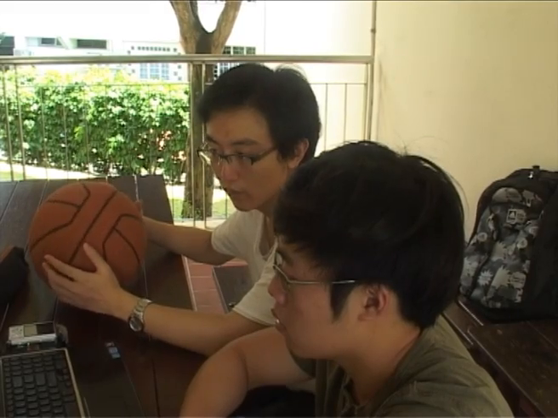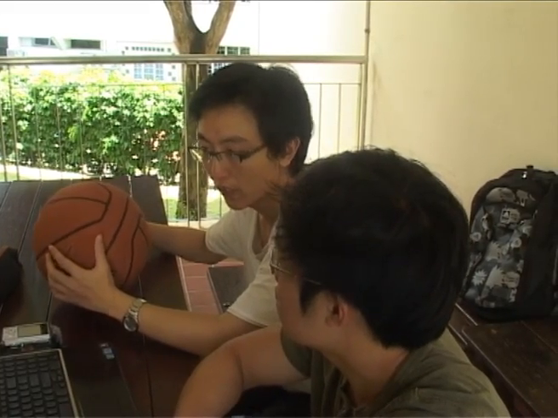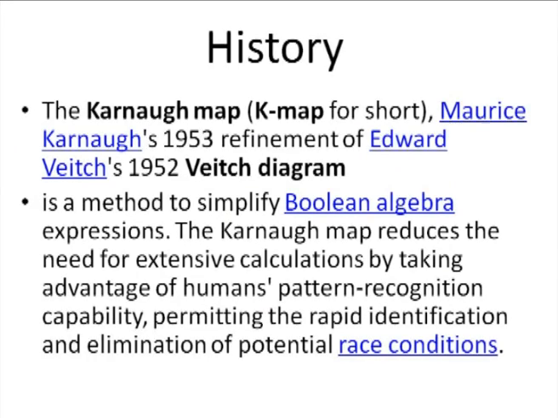The Karnaugh map is also addressed as K-map. It is Maurice Karnaugh's refinement of Edward Veitch's Veitch diagram, and it is a method to simplify Boolean algebra expressions. The Karnaugh map reduces the need for extensive calculation by taking advantage of human beings' pattern recognition capability, hence permitting the rapid identification and elimination of race conditions.